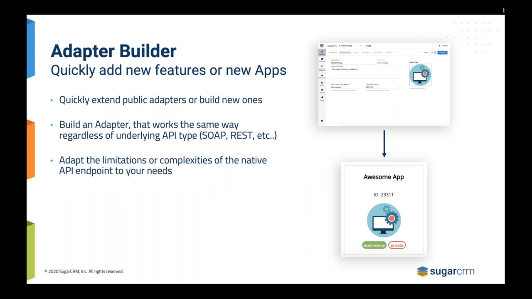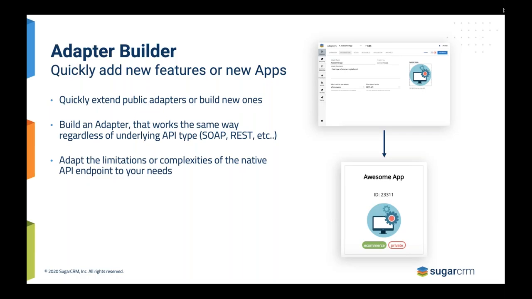And saying again, if there's some gaps in that catalog, that you're not seeing the application that you need, or maybe you have an internal application that you need to connect to, then you can leverage Adapter Builder as a way to build a new adapter for that application, or for applications that are already in the catalog.